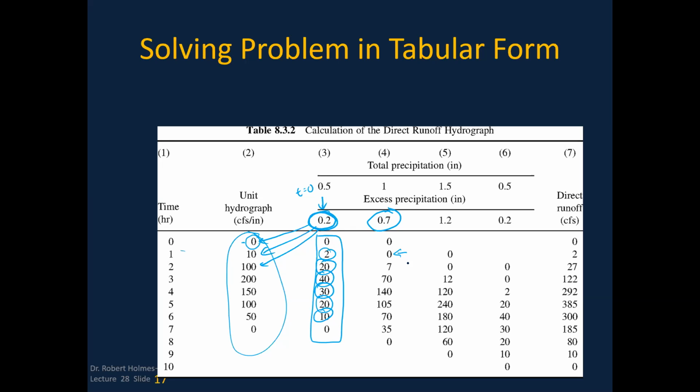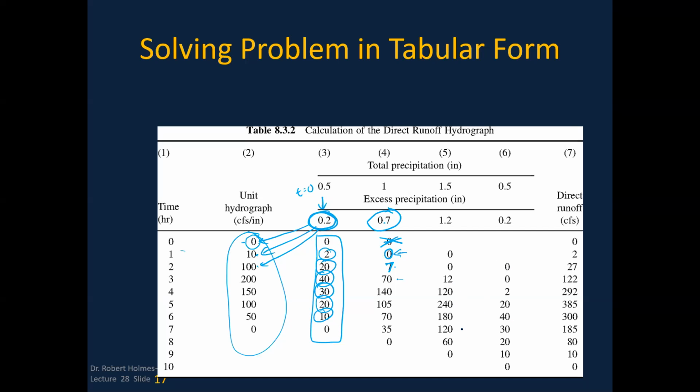And so then the 10 would correspond down here to the 2, the 100 to the 3, the third hour, et cetera. And what I do is I multiply this value of excess precipitation times those ordinates. But again, you can see that I don't even put anything in that first row because this rainfall started at the second row, 1 hour in. So I put 0.7 times the zero, that is a zero. 0.7 times the 10, that's 7, right?